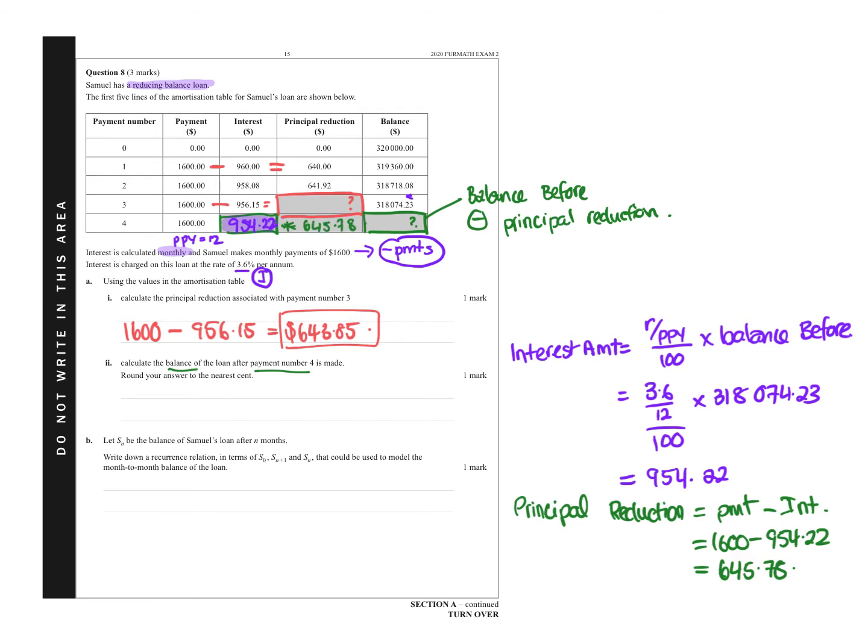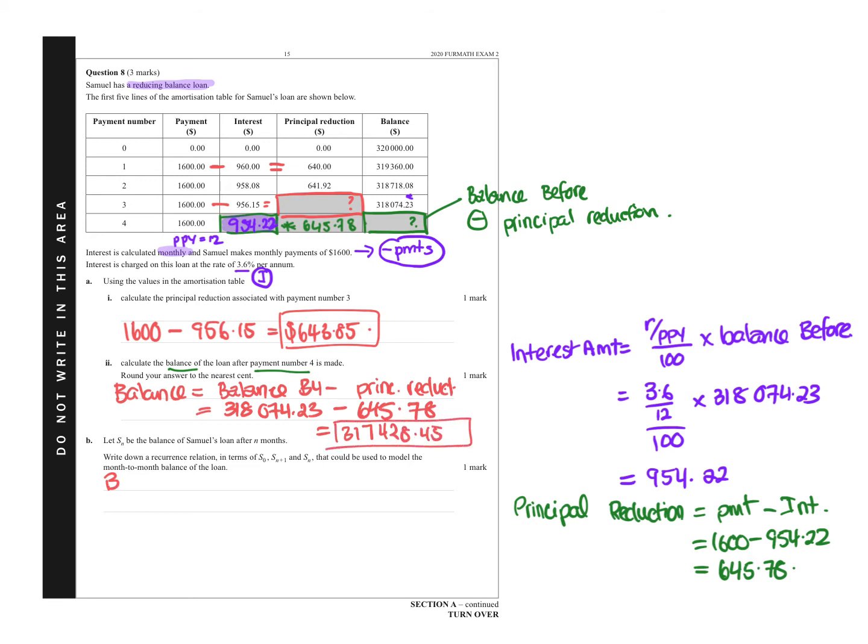So now I know the 645.78, I can finally answer the question where I know the balance, up here. The balance is equal to the balance before minus the principal reduction. So it will be the balance before, 318,074.23, minus that principal reduction, 645.78. So it equals 317,428.45, and that's your final answer for that one.